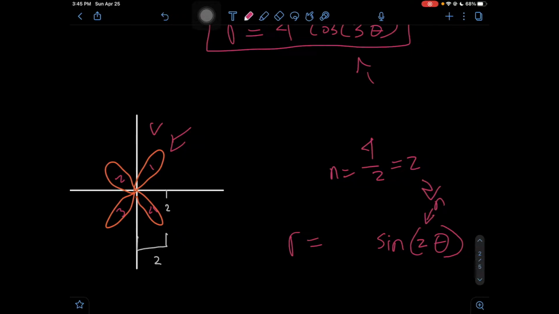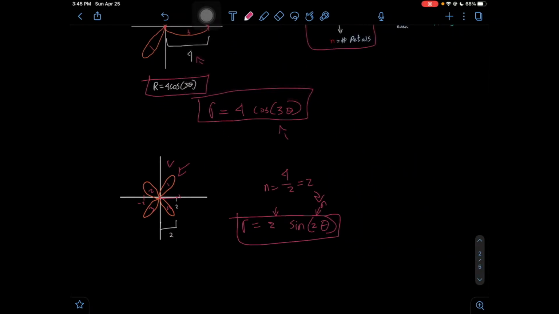Now we need to find the length of each petal, which is our a value, which goes here. Well, we can see from our graph that the length of each petal is about 2. And so we have a length of 2. And that is going to be our equation for the second rose curve.